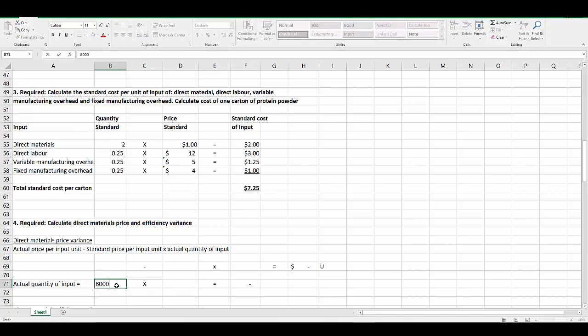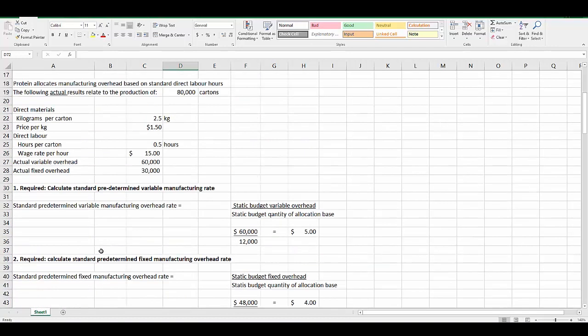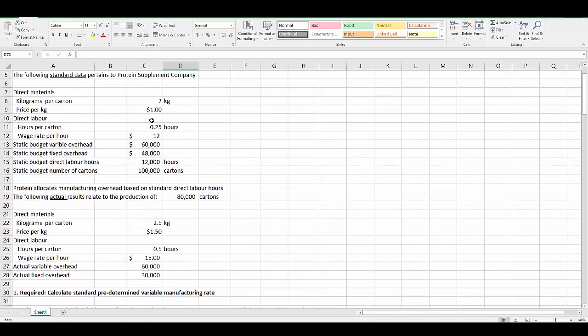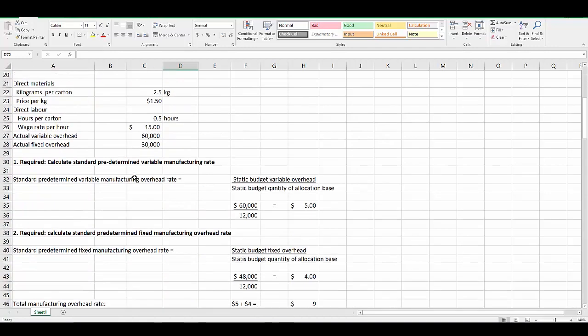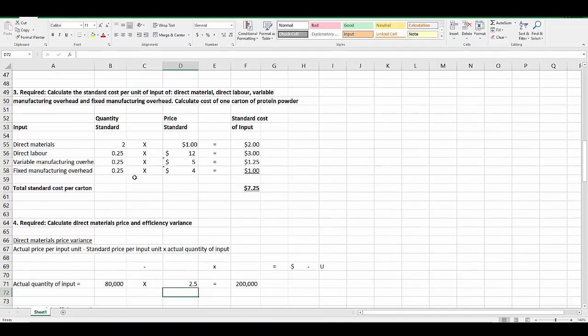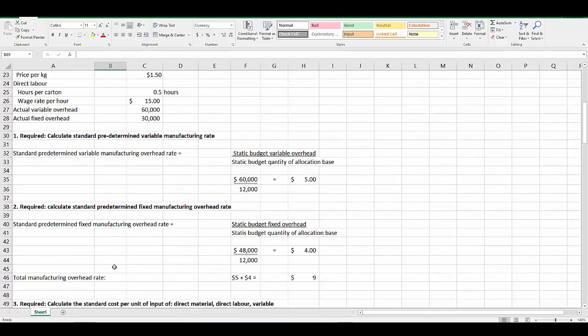So we made 80,000 units, and we're told we used 2.5 kilograms. So the 2.5 is coming from right here. So this is the actual. So the actual amount used is 2.5, but we see here, of course, that we had expected to use only 2 kilograms. So we know right away there's going to be a bit of a problem there. So now what we want to do here, we want to look at the actual price per input unit, and we go up here to our actuals.